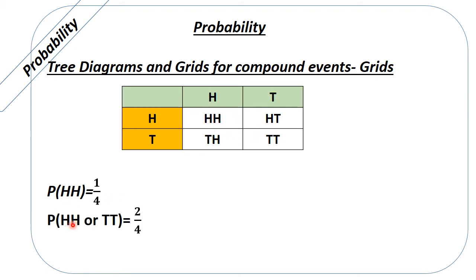Probability of getting head or TT. So how many head or TT are here? We have got 1 and 2. So there are 2 out of 4. Probability of getting at least 1 head. At least 1 head means 1 head or more than 1 head. Here we have 1 head, here we have 1 head, here we have 2 heads. So all these are possible outcomes. So we have 3 out of 4.